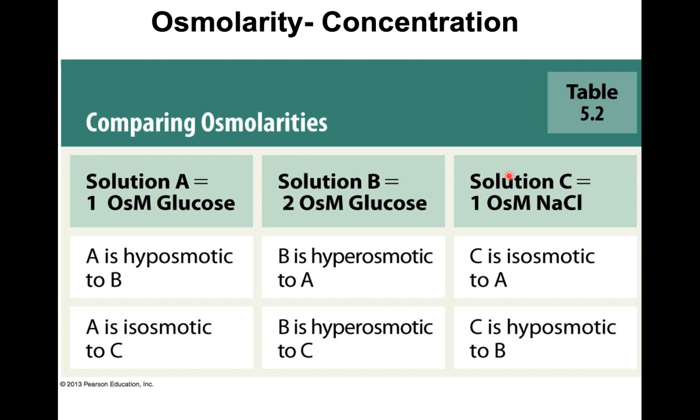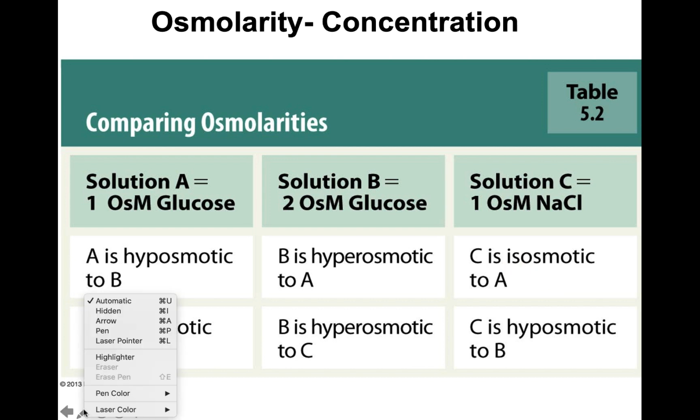There are 3 terms we're going to use to describe the relationships between these concentrations: hypoosmotic, hyperosmotic, and isoosmotic. Now, before I give you these concentration definitions, I need you to write this down. Anytime you see the prefix hypo, it means low. Anytime you see the prefix hyper, it means high. Anytime you see the prefix iso, it means the same. So what this means is we can use these terms to describe concentration relationships.